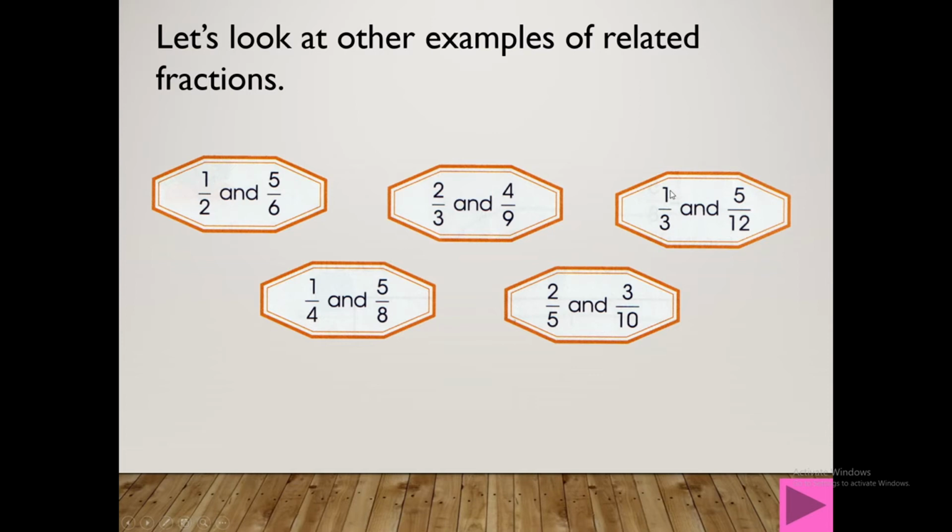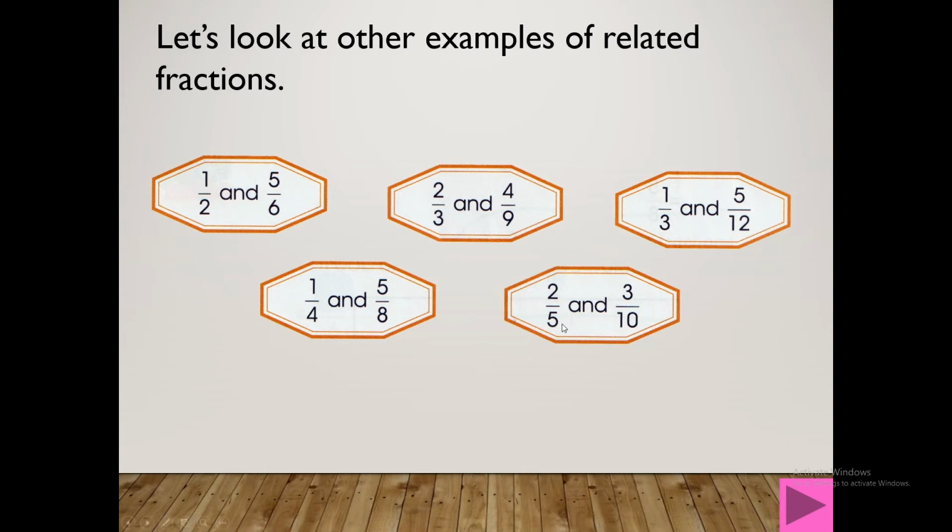Next, we have 1 over 3 and 5 over 12. 12 and 3 can be divided by one another without any remainder, because 12 divided by 3 is equal to 4. Next, we have 1 over 4 and 5 over 8. In this pair of fractions, we have 4 and 8 as our denominators, and 8 divided by 4 is equal to 2, and there is no remainder. Thus, this pair of fractions are also considered related fractions.